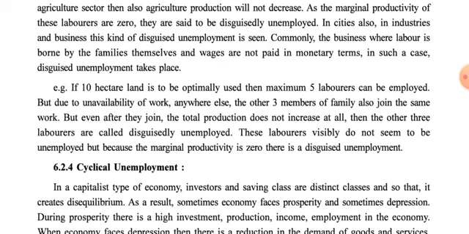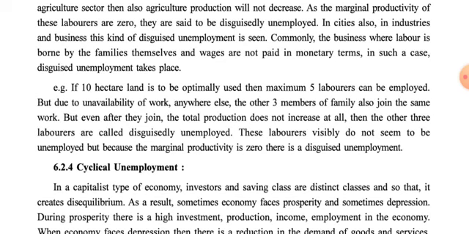If 10 hectares of land are to be optimally used, it means we are using the 10 hectares of land for cultivation, and if we want to cultivate optimally, that is, get the maximum benefit from these 10 hectares of land, then a maximum of 5 laborers can be employed. It means 5 laborers can optimally farm that particular 10 hectares of land. So there is only a requirement of 5 laborers for that particular farm.